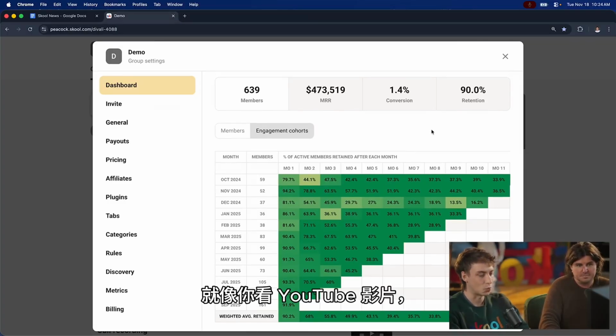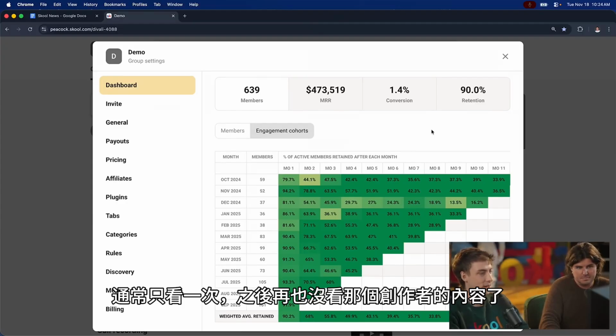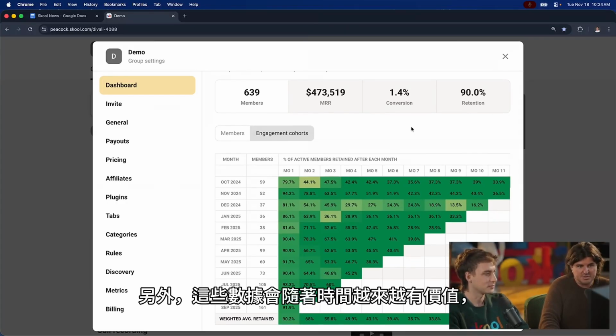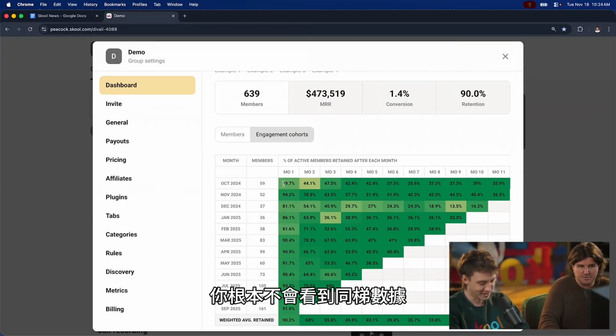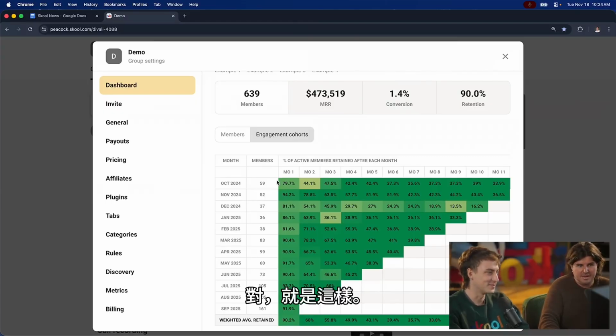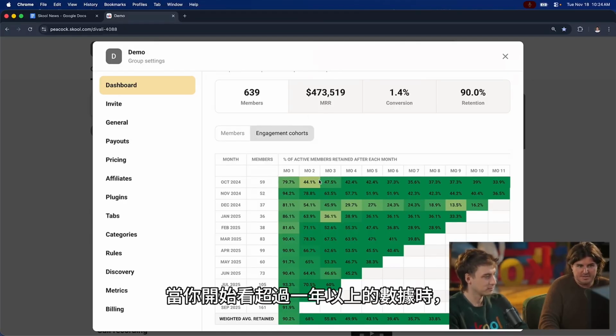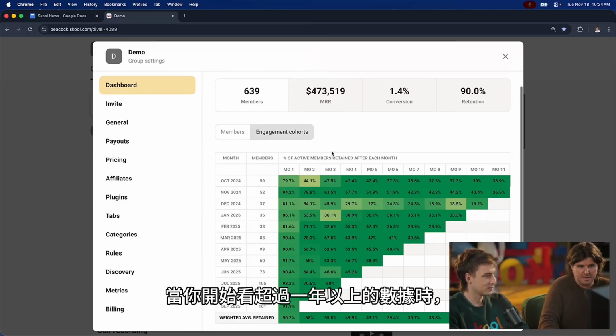How many times do you watch a YouTube video and you never watch that creator ever again? It's very common. And also these stats just get so much better with time, because if you've only been doing this for a month, you won't even have a cohort. So time is important, and it gets super interesting looking at these stats once a group has been running for a year or something.